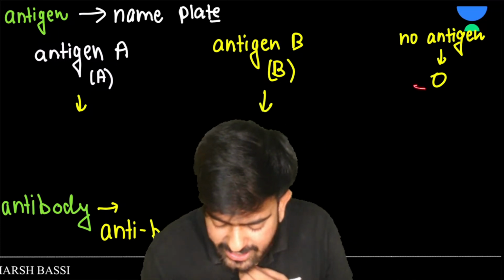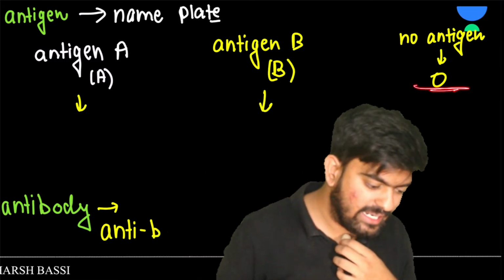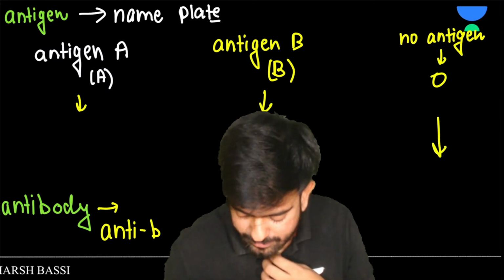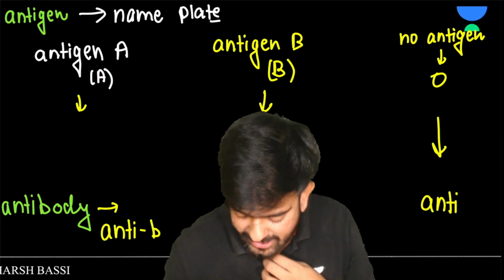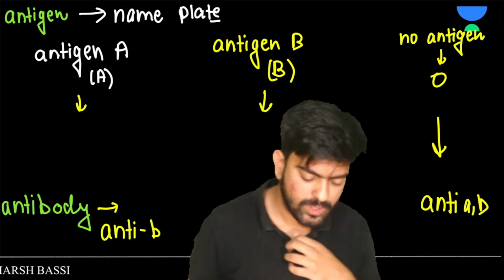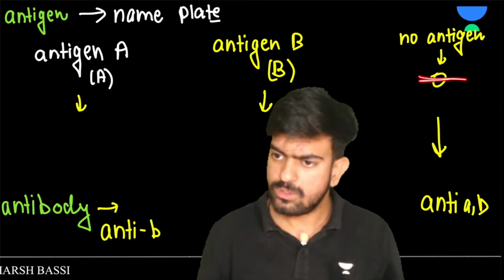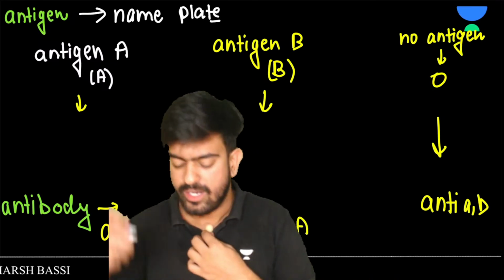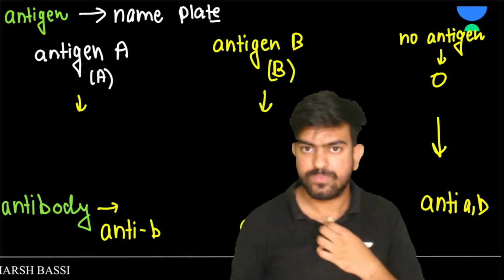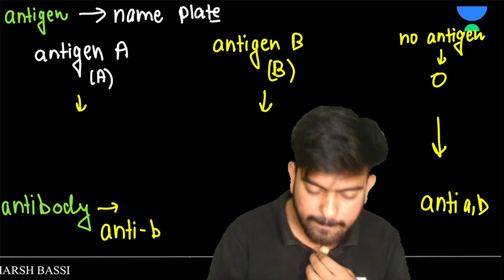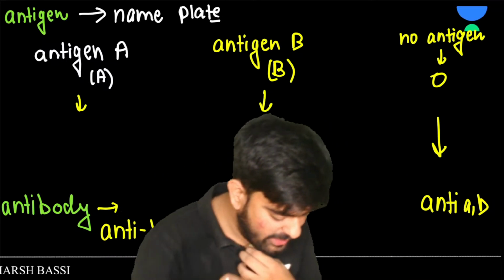See, here it has no name, right? It has no name, so it is going to hate both of them. Anti-A and anti-B. O has no name, no best friends, nothing. So it is going to hate everyone. Okay. Clear? Understood? Antigen, antibody concept clear?